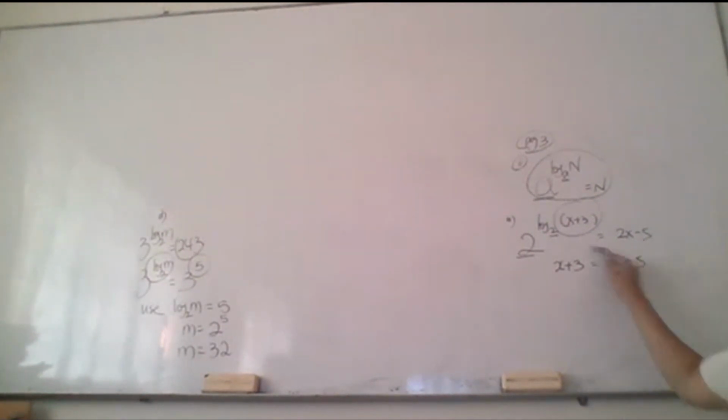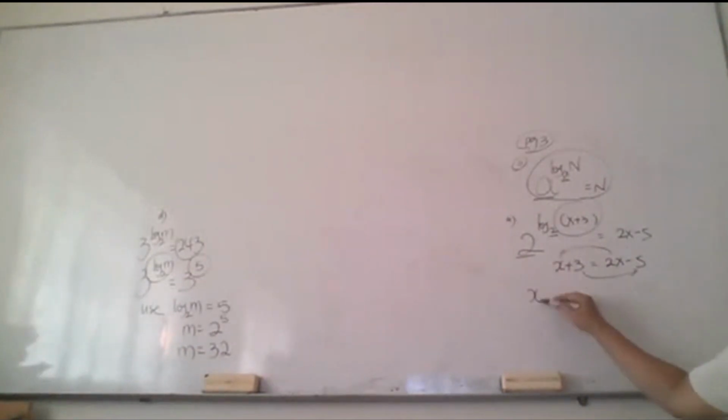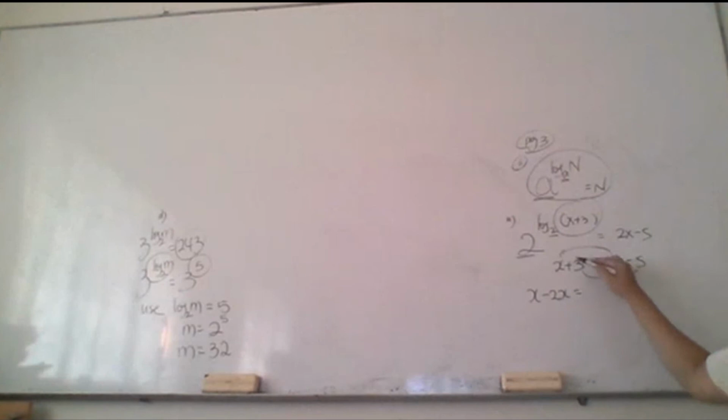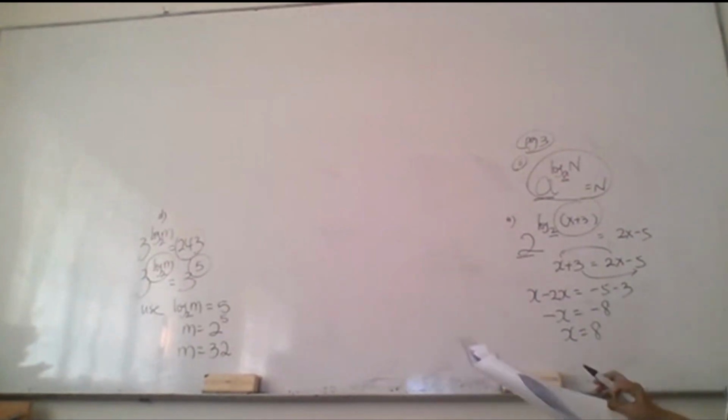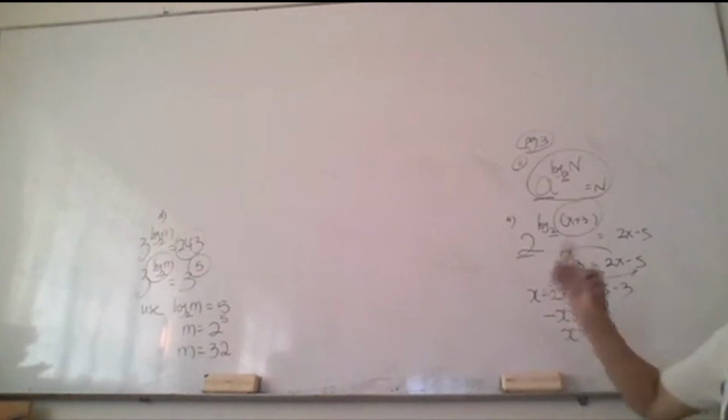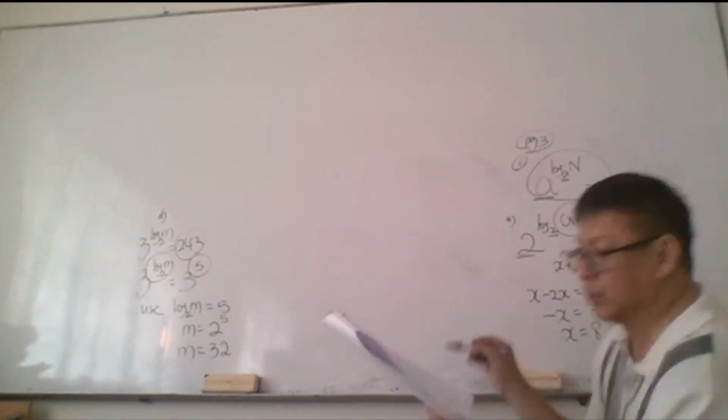And then we will shift the x from one side to the other side. And then the 3 will become negative 5 minus 3. Negative x equal to negative 8. x equal to 8. So that's it. Okay. Please do not copy. It's already in your notes.